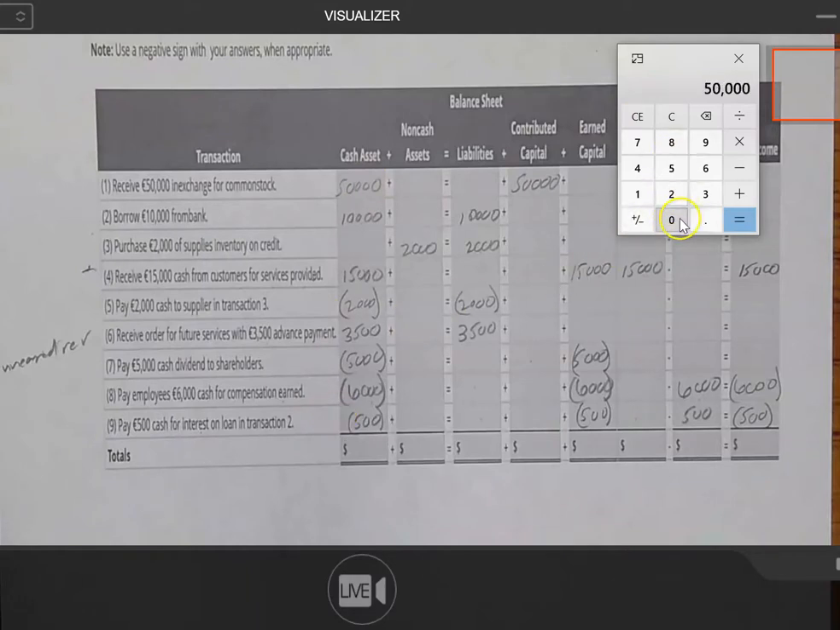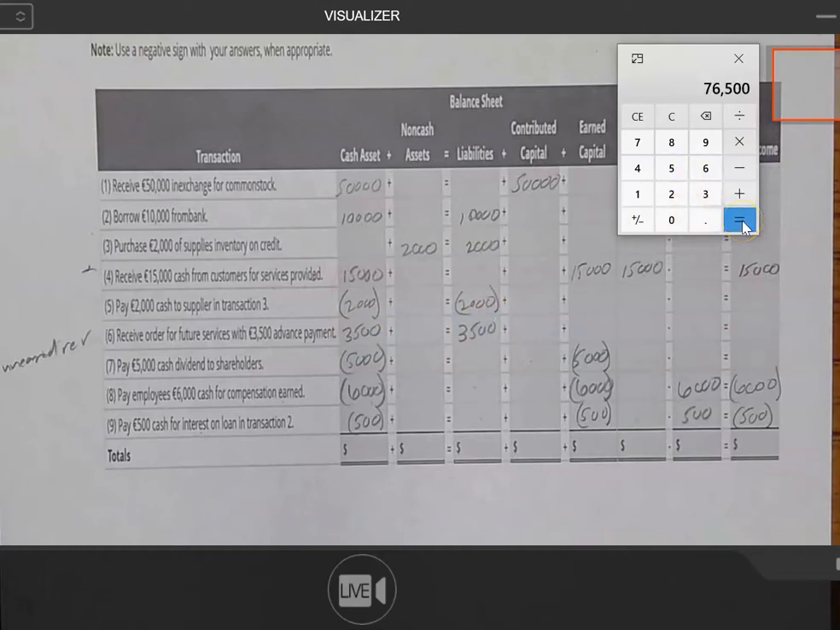The cash account, we started off with the $50,000 owner investment plus the $10,000 financing activity when we borrowed money from the bank, plus $15,000 in earned revenue. Okay, that gives us $75,000. Now I'm going to subtract out the $2,000 that we paid for the supplies. Okay, then we took in $3,500 and recorded the liability, but right now we're just worried about the $3,500.